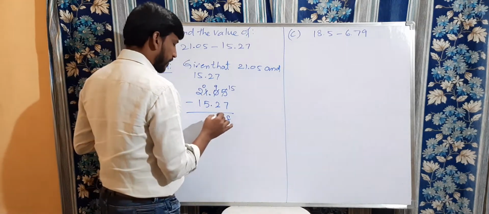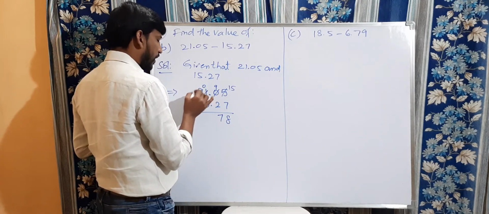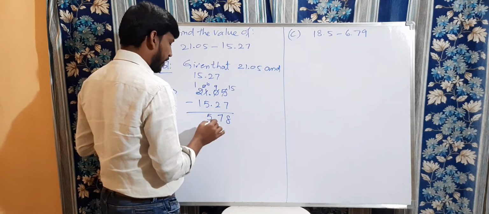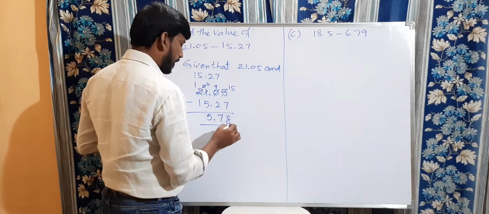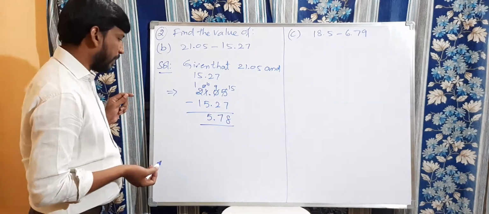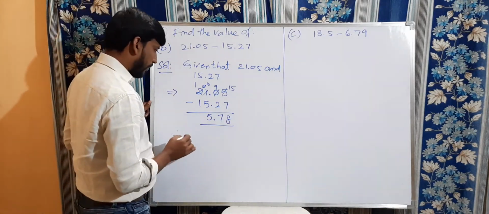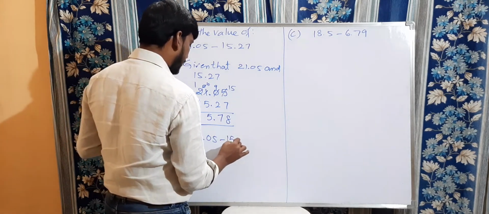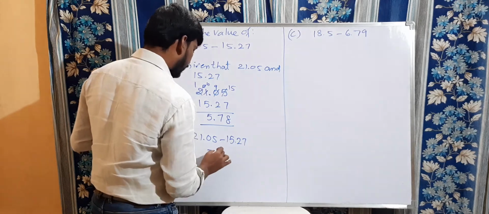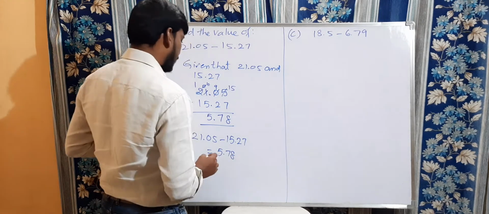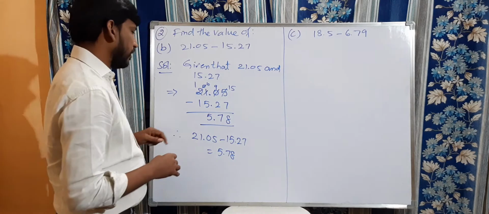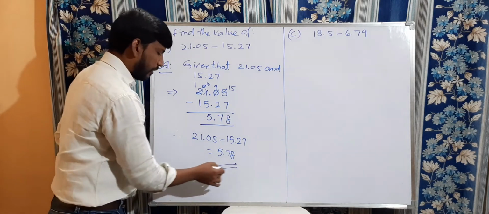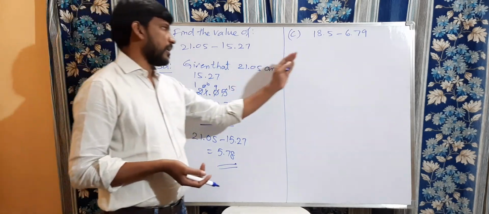That is 7. Again here 0 is there. This is cancelled, this will become 10. 10 minus 5 is how much? 5. So the value is nothing but how much? 5.78. Clear? 5.78. Therefore 21.05 minus 15.27 is equal to 5.78. Is it clear? So what is the value here? 5.78.